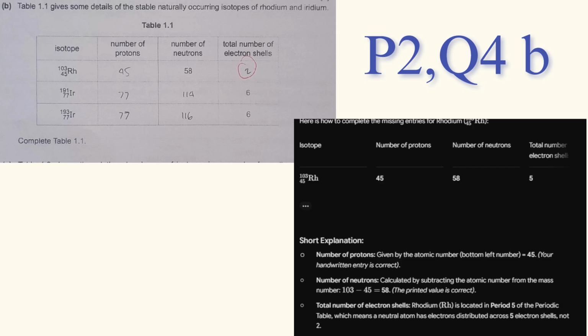Okay, so for rhodium, as you can see, we must fill in some details in this table. First, the number of protons for rhodium is 45, the number of neutrons is 58, and the total number of electron shells should be 5. The number of protons is given by the atomic number, 45, and the number of neutrons is calculated by subtracting the atomic number from the mass number, which gives 58. Rhodium is located in period 5, so the number of electron shells is 5.